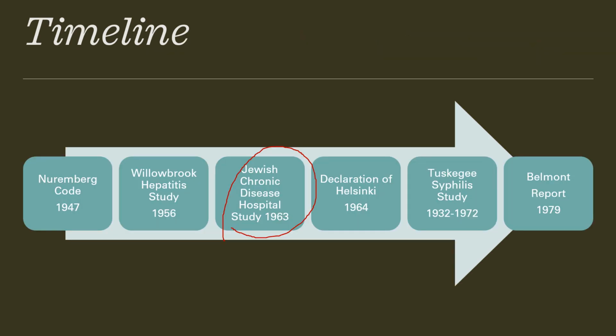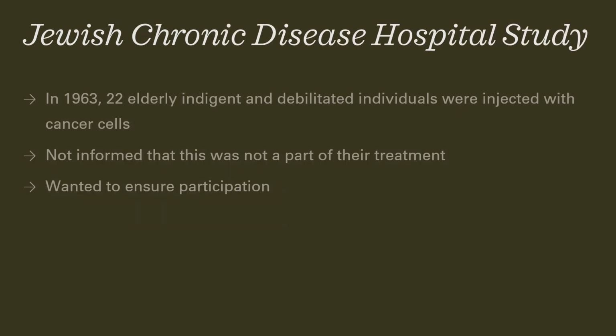The next stop in our timeline is the Jewish Chronic Disease Hospital study of 1963. In 1963, at the Jewish Chronic Disease Hospital, Dr. Chester Southam decided to experiment with 22 elderly, indigent, and even debilitated individuals that were being hospitalized for other reasons.